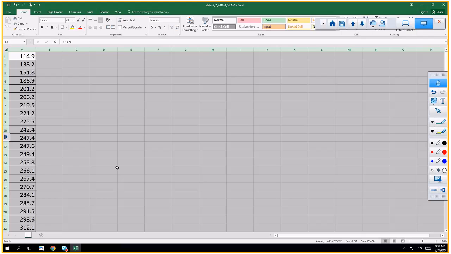114.9, 138.2, 158.8, all the way down to 312.1. Write those down. Now, the reason I want you to write this down is because I'm going to show you what to use in the calculator. I'm not going to type all those in. You can type them in. Where do you type them in? You go to Stat, and then you go to Edit. And then you punch all those numbers in the first column. So get your calculators out and do that.